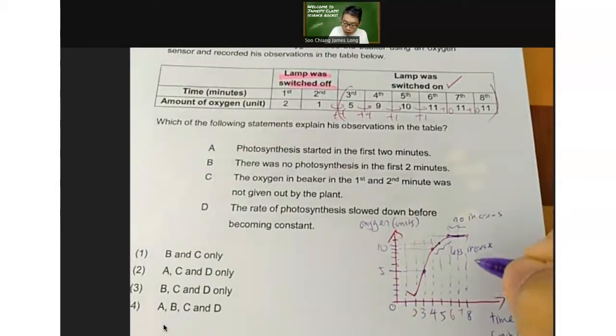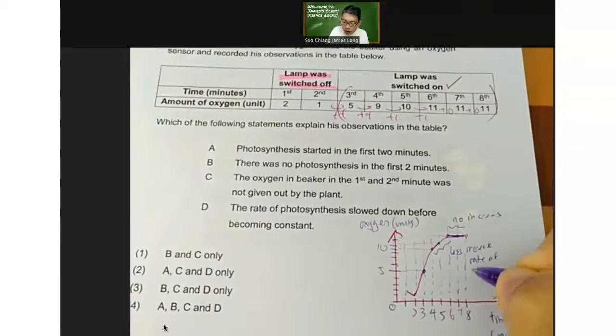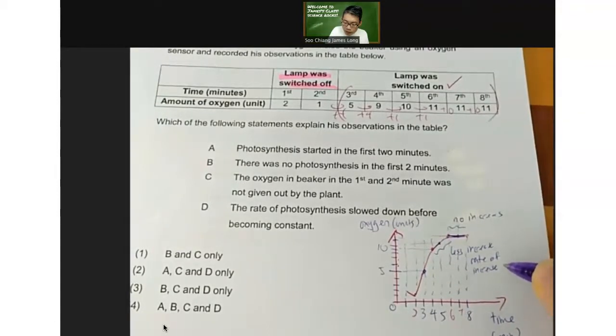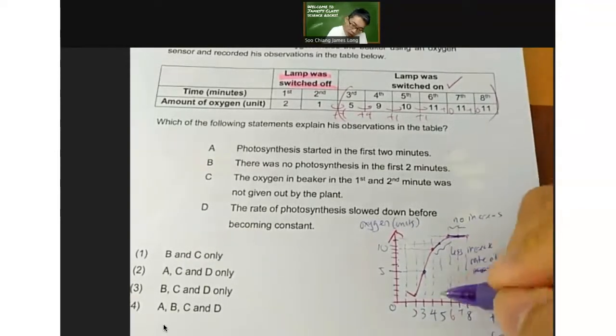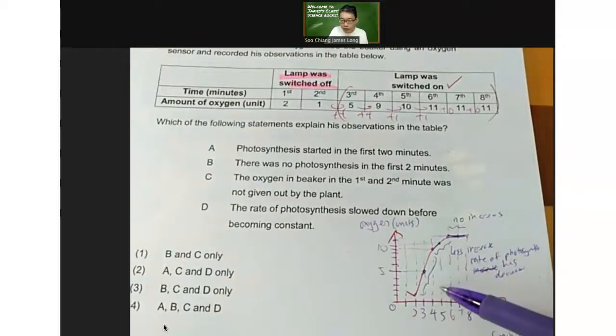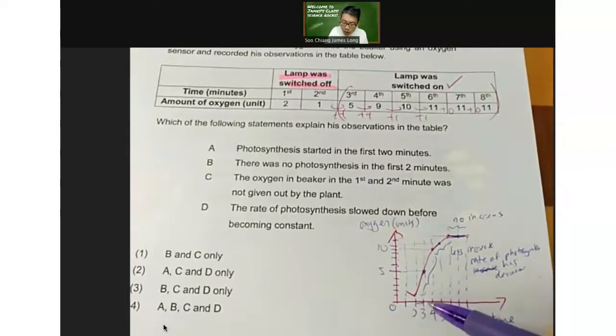Let me write it down, okay? Rate of increase. Rate of photosynthesis has decreased here. This part, the rate of photosynthesis was very high because more bubbles were created in the same unit of time. In 1 minute, 4 bubbles. Here, 1 minute, only increased by 1 bubble.